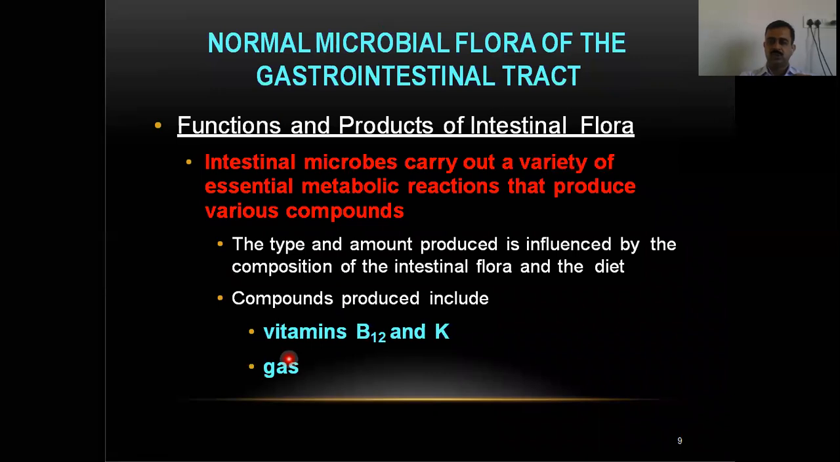Functions and products of intestinal flora. Intestinal microbes carry out a variety of essential metabolic reactions that produce various compounds. The type and amount of products is influenced by the composition of intestinal flora and the diet. Compounds produced include vitamin B12, K, and gas. So again, the development of the bacterial flora depends upon various different factors.